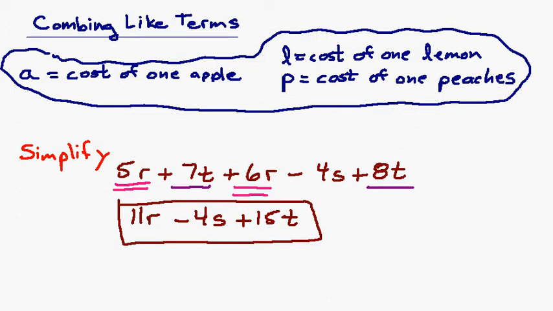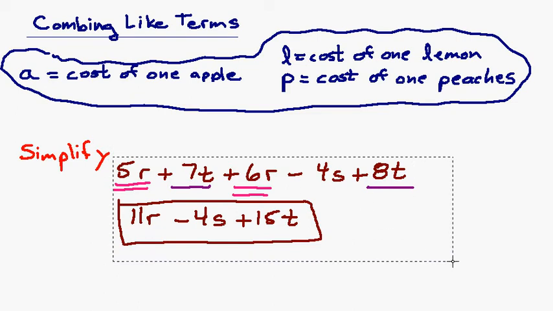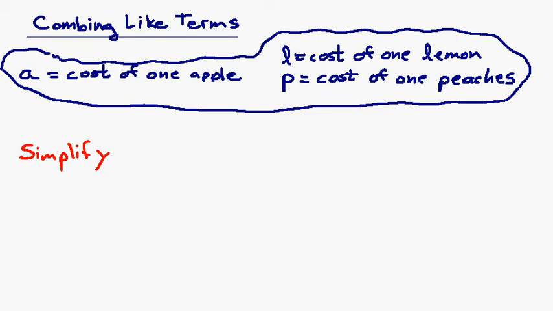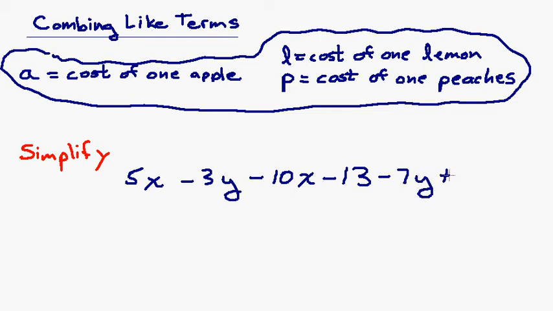Now sometimes you'll have problems where you'll just have a number that doesn't have any variables that it's being multiplied by. For example, you could have 5x minus 3y. Let's try some ones with some more difficult negatives here. Minus 10x minus 13 minus 7y plus 4. So now I've got 6 terms.